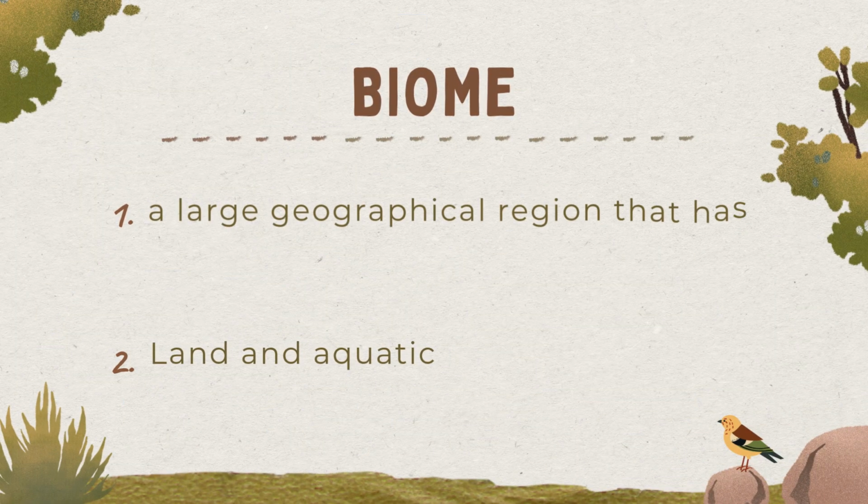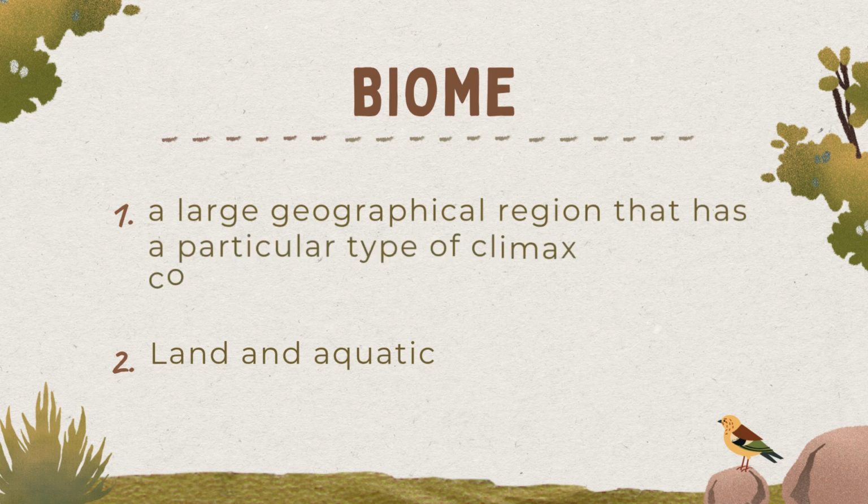If we are to define what a biome is, technically this is a large geographical region that has a particular type of climax community. So when you say climax community, this is a type of community that has flora and fauna that is distinct or typically found only in those particular areas. Okay? And biomes come in two types. We have land biomes and aquatic biomes.